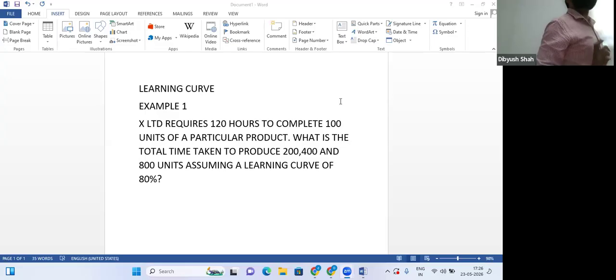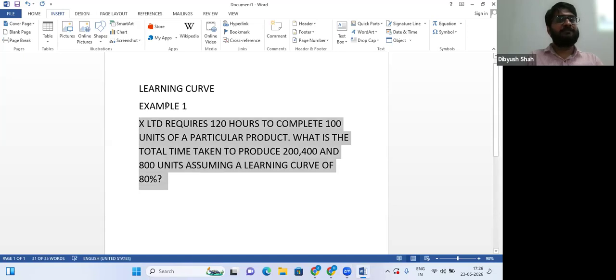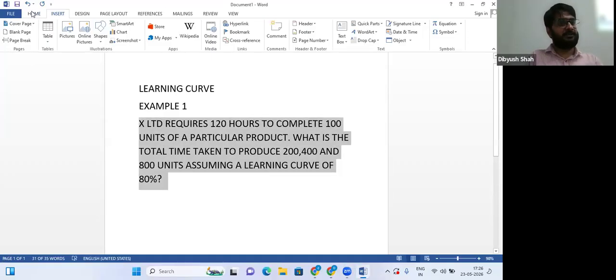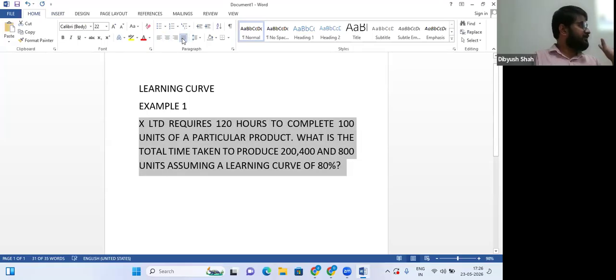We were discussing the concept of learning curve. Learning curve says as production keeps on increasing, the time taken by worker to produce extra units keeps on decreasing. Now there are two concepts of learning curve, and listen to this very carefully: cumulative and incremental. Cumulative learning curve is the only one which is there in your syllabus. Incremental is not. So whatever questions are there, they are only related to cumulative learning.